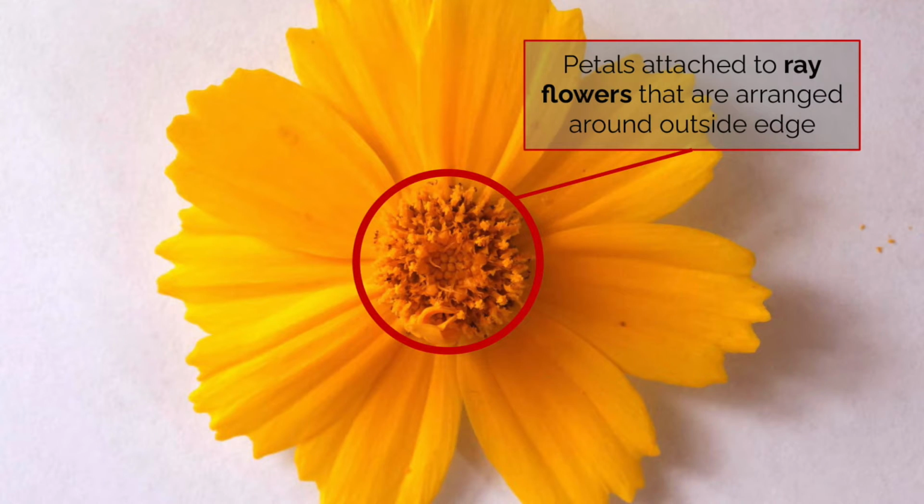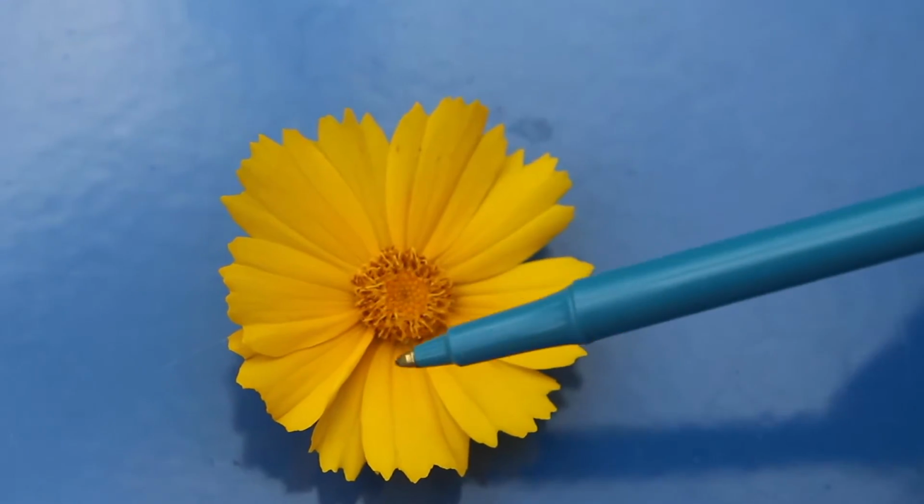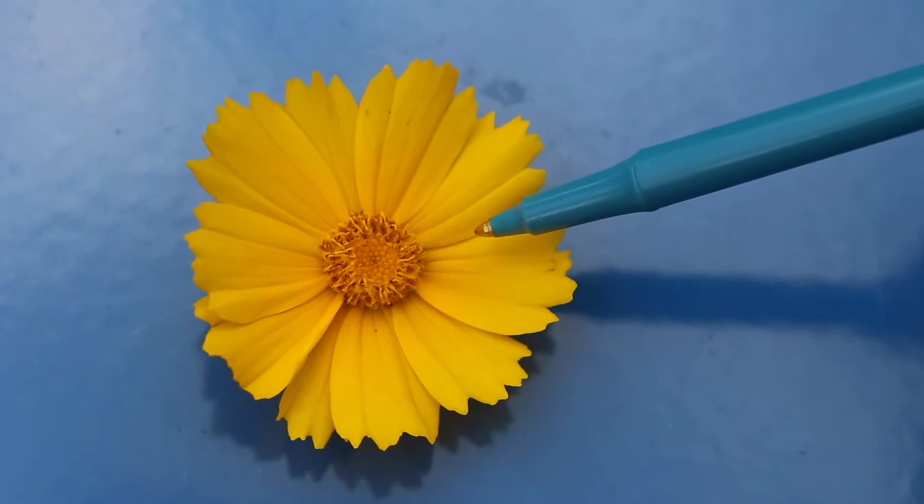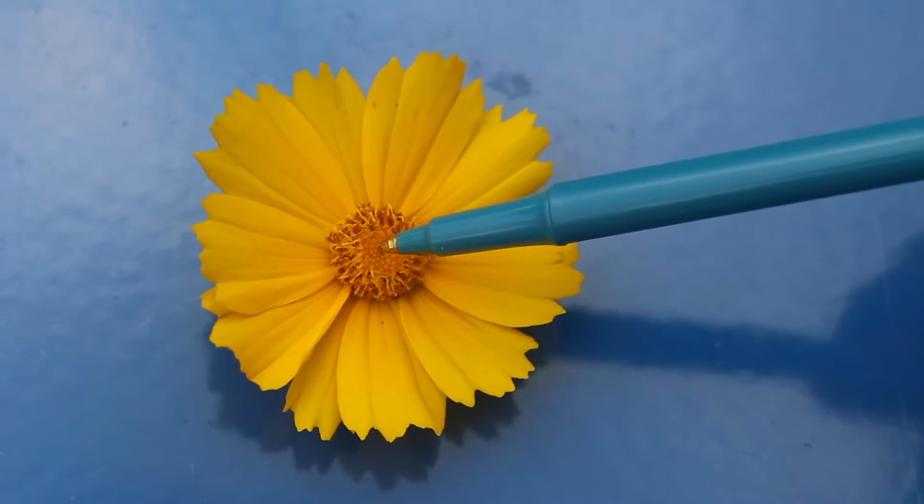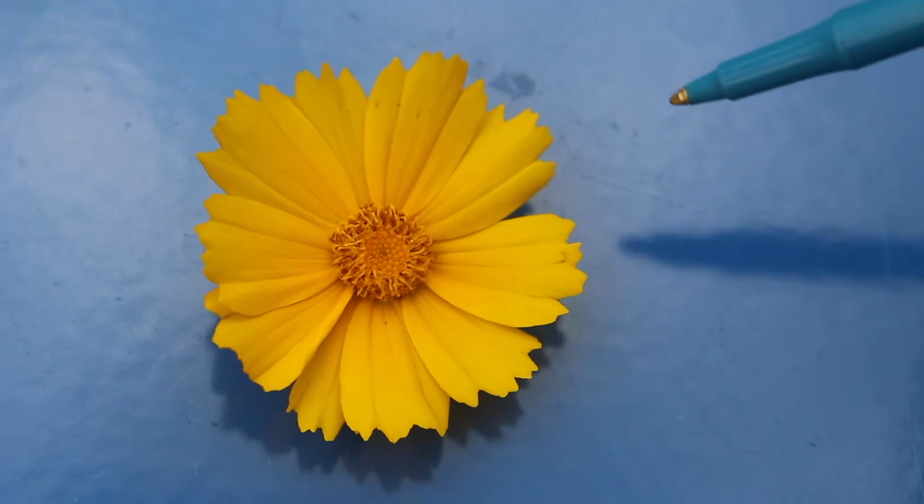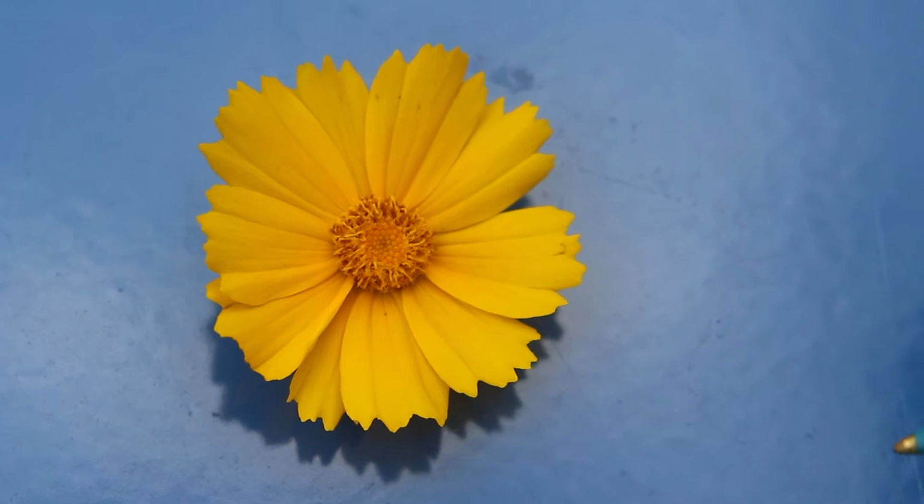Now each one of those petals is attached to a special tiny flower called a ray flower. You can remember that because these petals look like the rays of the sun. So our ray flowers are around the outside of the inflorescence, and all the tiny flowers on the inside here are called disc flowers. Now these composite flowers, made up of all these little ray and disc flowers together, is one of the things that make the Asteraceae unique.